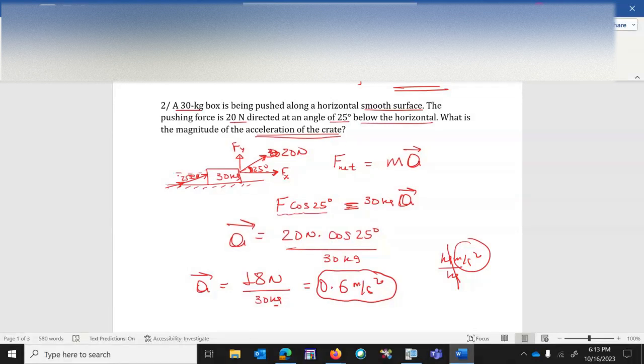Then the x component is the one that's responsible, because this 20 newton vector has two components, the y component and the x component. The x component force is responsible for the motion of the box, and that's F cosine of 25, which equals mass times acceleration. The mass is 30 kilograms, and you are looking for acceleration. Divide both sides by 30 kilograms, and you get the answer.